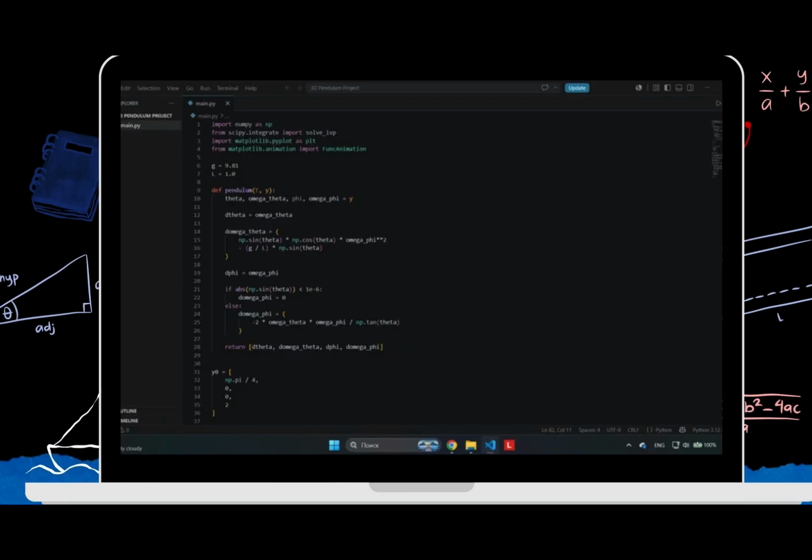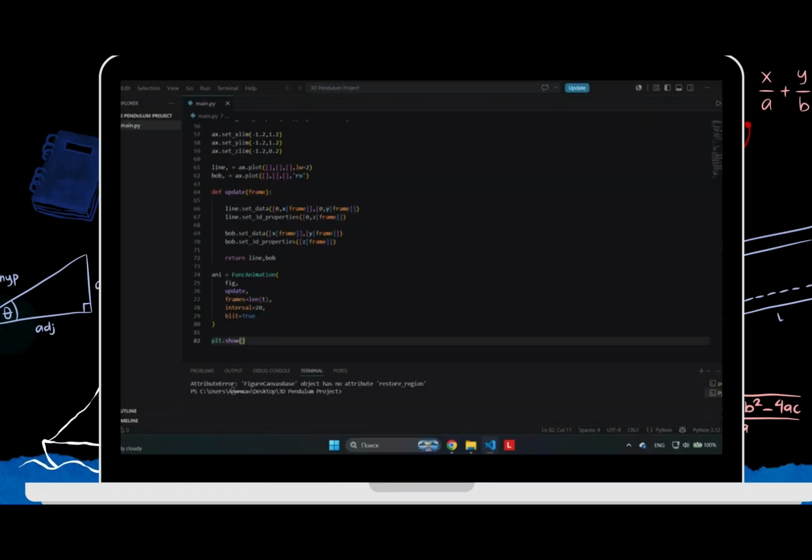This step is important because it transforms abstract variables into physical position. Finally, we animate the pendulum motion in 3D space. Results and interpretation. Now let's look at the results. The animation shows the trajectory of the pendulum. One important observation is the motion strongly depends on initial conditions.